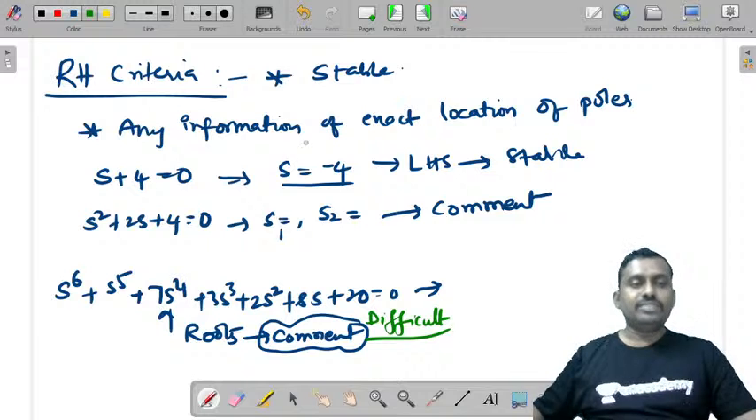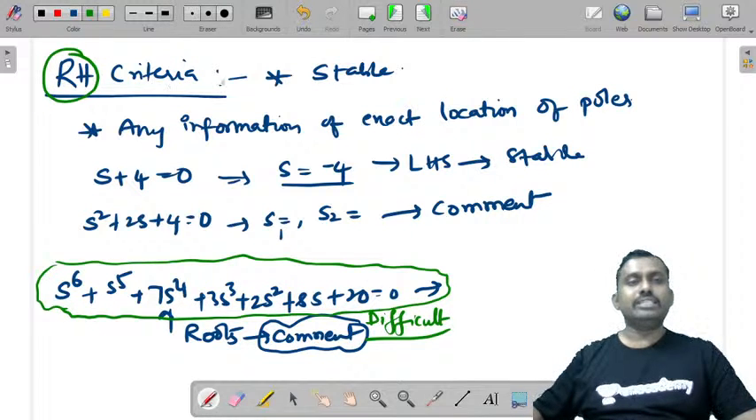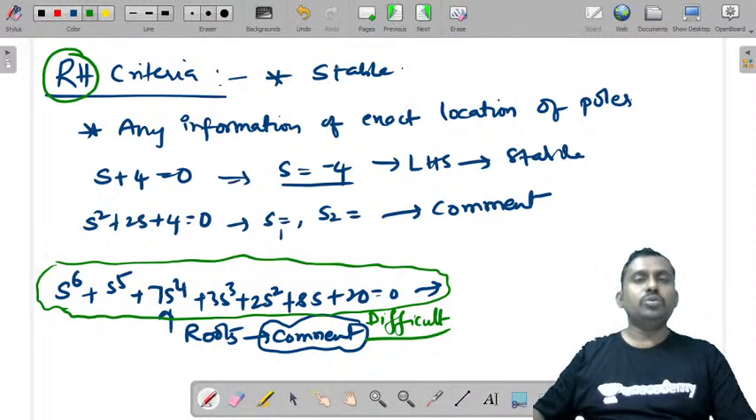So in order to solve such high-order polynomial characteristic equations, we use this Routh-Hurwitz criteria, wherein he told about Routh's array and a procedure that we will look at with an example, which will be very easy to understand. There are some difficulties while we are doing this, and there are some rules on how to overcome those difficulties.